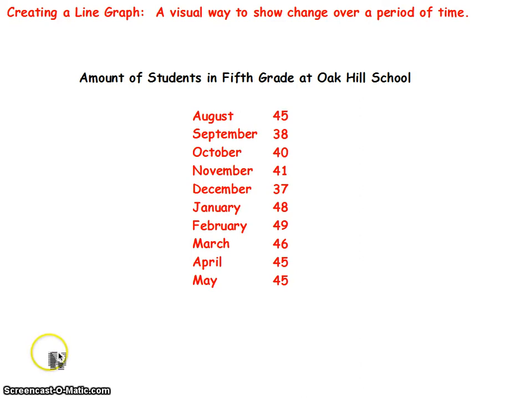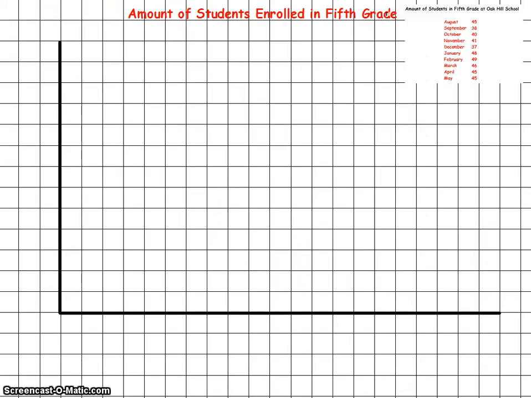A line graph is a visual way to show change over a period of time. The data that I have down here, the amount of students in 5th grade at Oak Hill School, shows how many students were enrolled at this school each month over the course of a school year. By creating a line graph from this, I'm able to see the rise in enrollments and the decrease in enrollments as each month passes. So maybe I can see some months where we have a greater amount of students or lesser amounts of students.